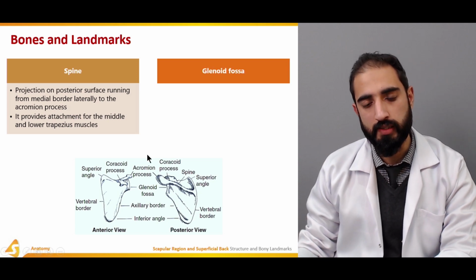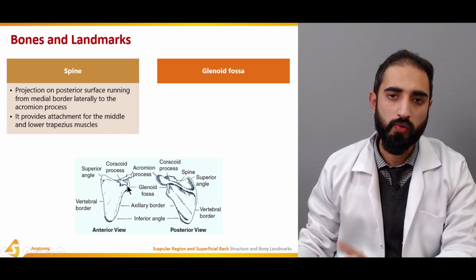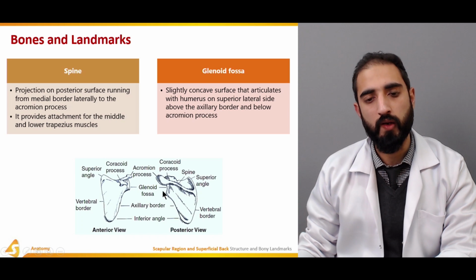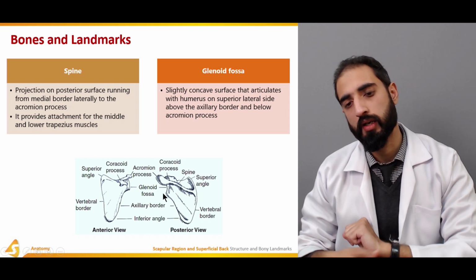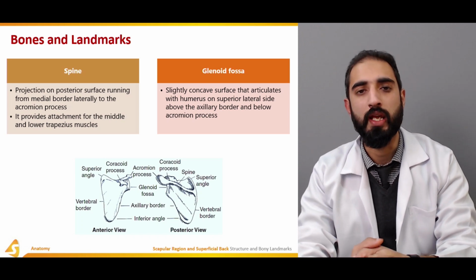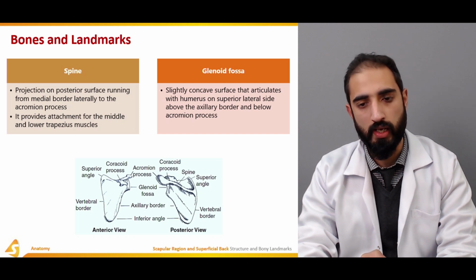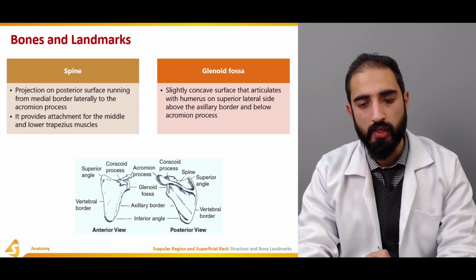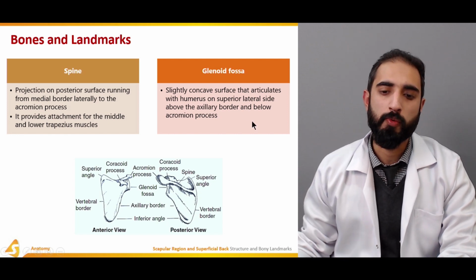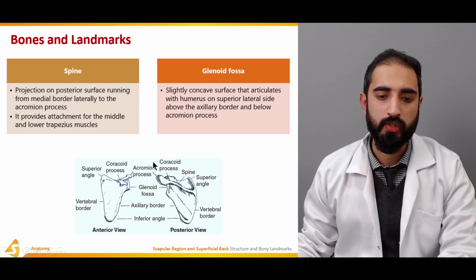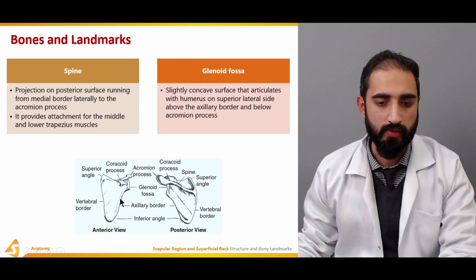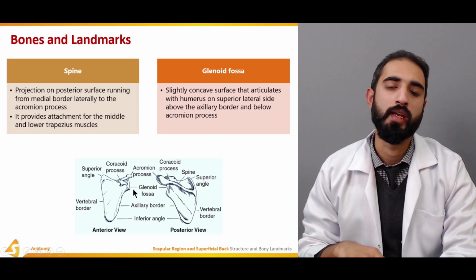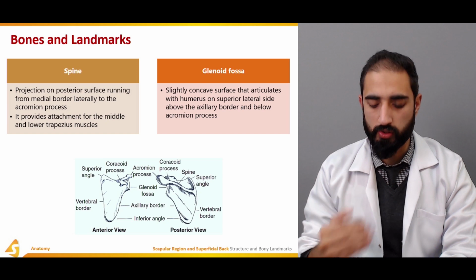Another important structure here is the glenoid fossa, sometimes also referred to as the lateral angle of the scapula. It is slightly concave, and it articulates with the convex humeral head and forms the glenohumeral joint. It is on the superolateral side, above the axillary border and below the acromion process. So this one is the lateral or axillary border, and this one is the acromion process. The glenoid fossa or glenoid cavity is located between the two.